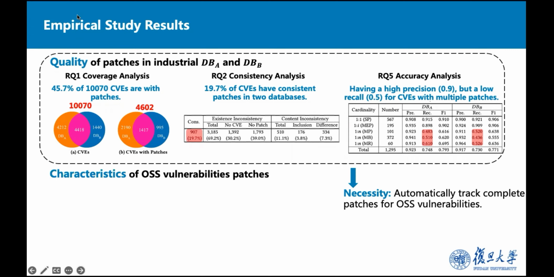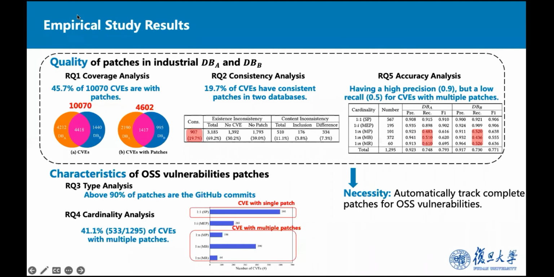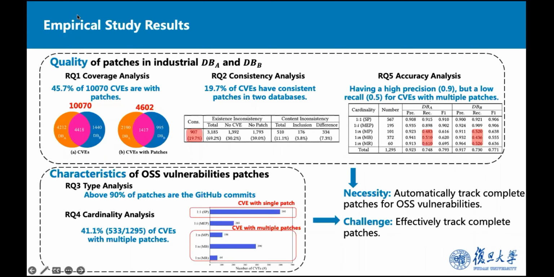For the characteristics, we find that above 90% of patches are in the form of GitHub commits, and more than 40% of 1,200 CVEs are with multiple patches. This indicates the challenge to effectively track complete patches.